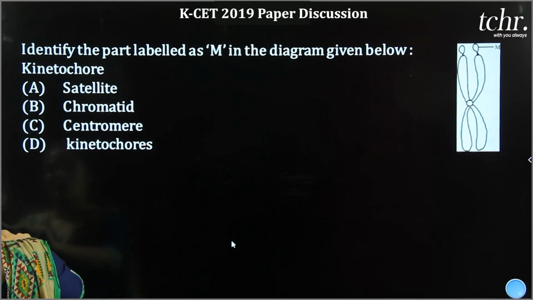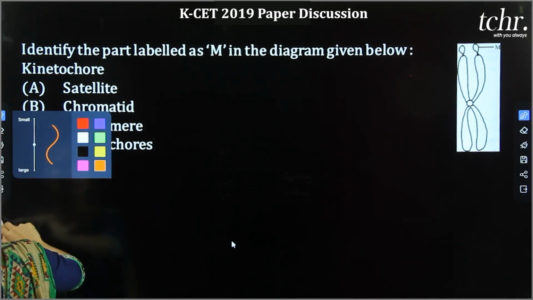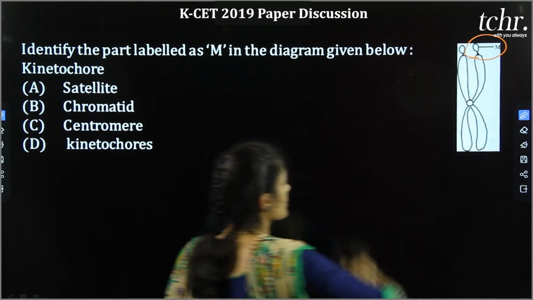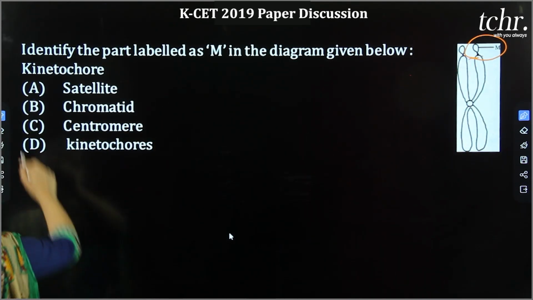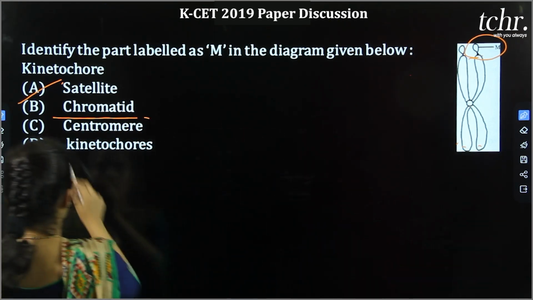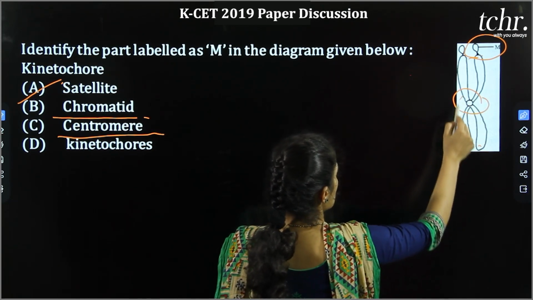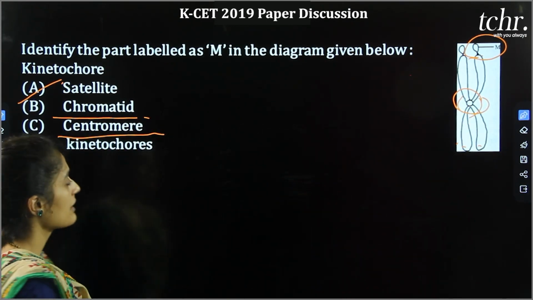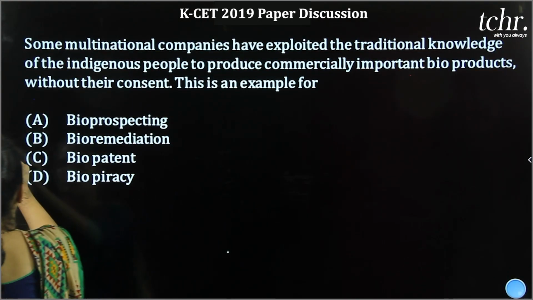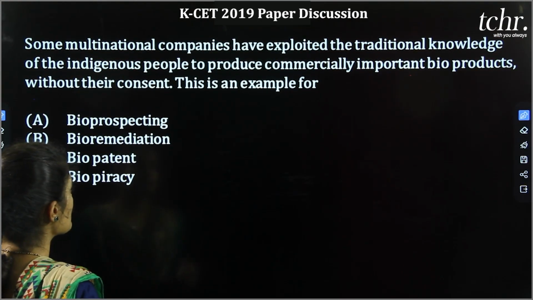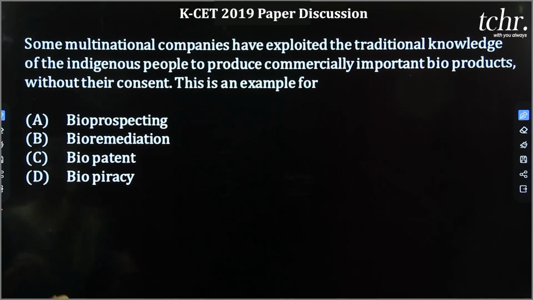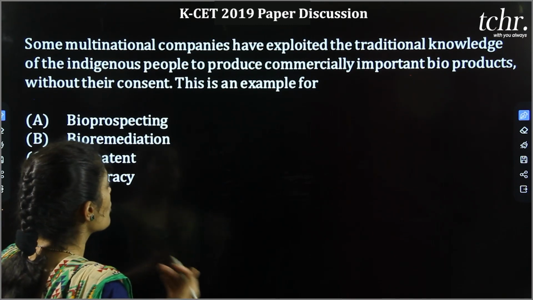Next nodi, identify the part labeled as M in the diagram given here. So illi M yav region adu? That is nothing but the satellite region. Okay, chromatid, these are actually chromatids. Okay, centromere is the center one, kinetochores are actually the adjacent one. So the labeled part is actually satellite. The option is A.